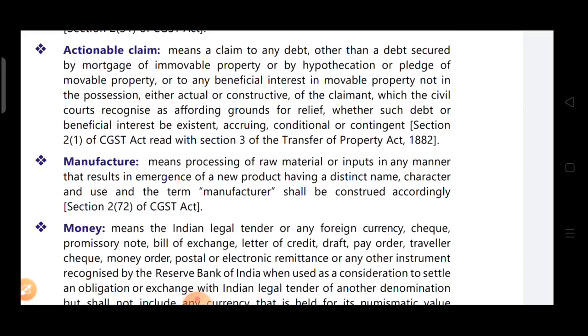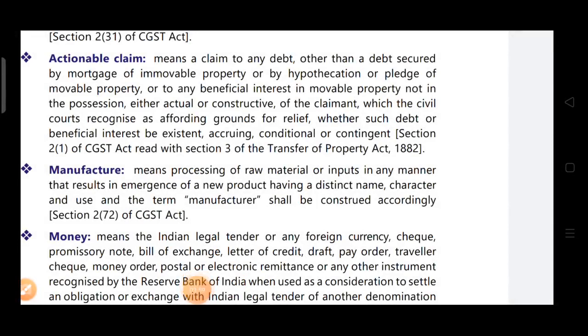Now manufacture. Manufacture means processing of raw material or inputs in any manner that results in emergence of a new product having a distinct name, character and use, and the term manufacturer shall be construed accordingly. So when raw material or inputs are processed and that results in a new product, and that new product has a distinct character, distinct name, different use, then that process is called manufacture. A new product has emerged from the raw material, and that processing is called manufacture, and this is done by the manufacturer.